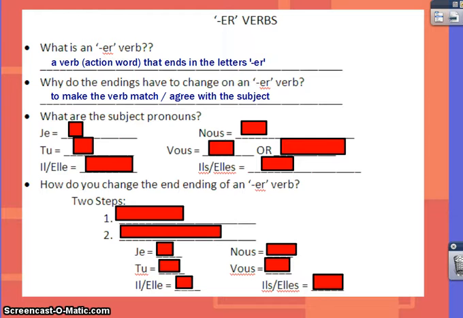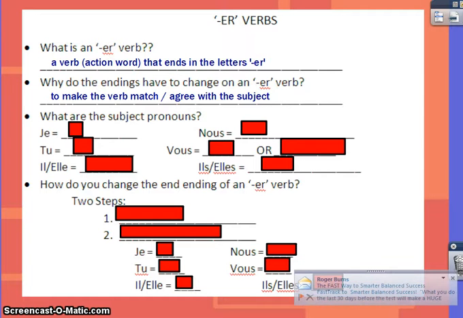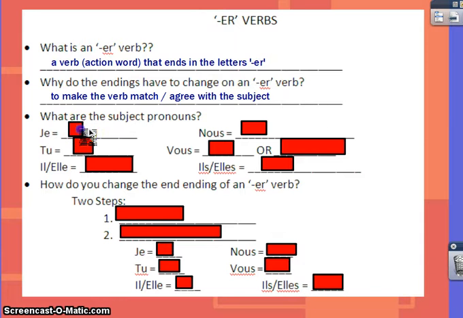letters ER. And you have to change those ER endings to make them match the subject because verbs agree with their subjects. You don't want to sound silly and say things like "I swims" or "he swim," that kind of thing. So anyway, in order to do that, you have to know your subject pronouns. Again, I know I'm going quickly here, but it's because none of this is anything new to you.